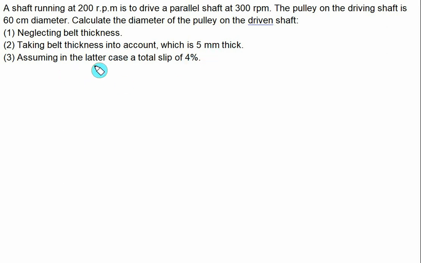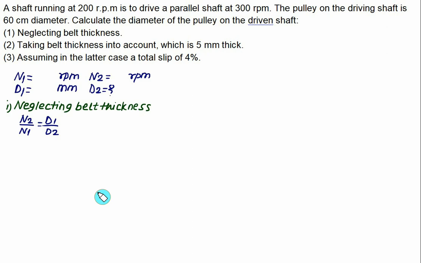Assuming the latter case, that is case 2, a total slip of 4%. So S value is given, which is S1 plus S2 is equal to 4%. The shaft is running at 200 rpm, that is the driver speed is given as 200 rpm, to drive a parallel shaft, so the driven shaft has a speed equal to 300 rpm. The pulley on the driving shaft has a 60 cm diameter, that is we have 600 mm as the diameter D1. D2 you have to calculate.